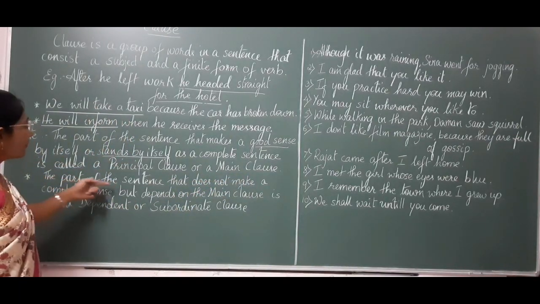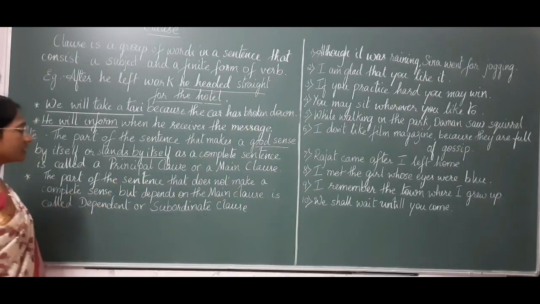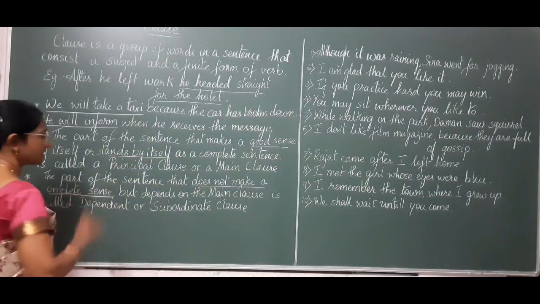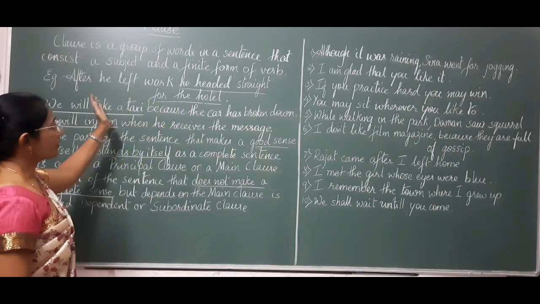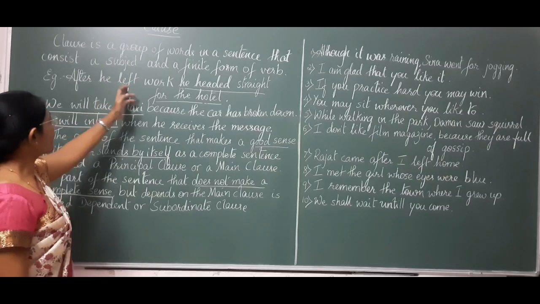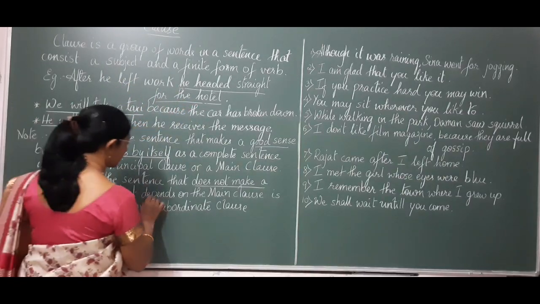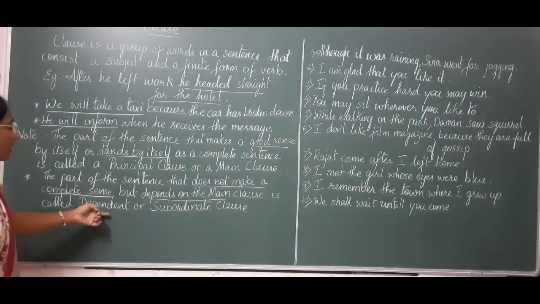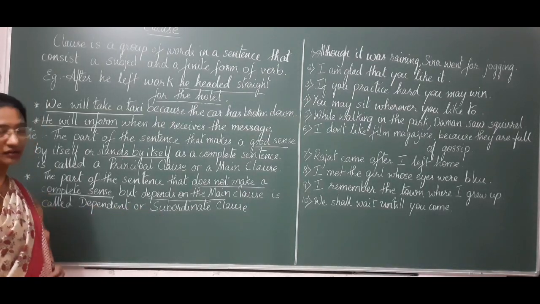Next, the part of the sentence that does not make a complete sense, but it depends on the main clause. So, this part of the sentence depends on the main clause. Such type of sentence becomes a dependent clause or a subordinate clause.